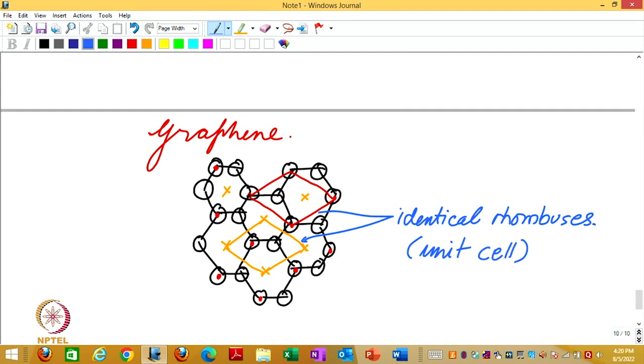So, again either the red points or these cross points show the periodicity of the structure. It does not tell me what the structure is. I could have repeated single atoms on this lattice also, but if I repeat single atoms on this lattice, I will not get graphene. To get graphene, I have to repeat a pair of atoms at these lattice points, as we have seen.